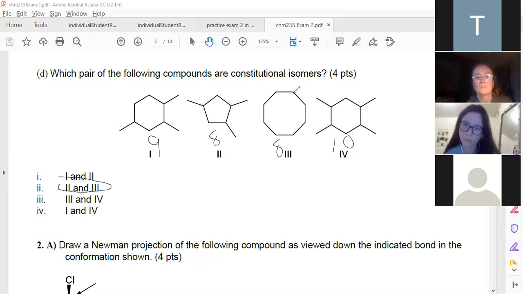And that's the easiest way to do it. Just count the number of carbons. If you end up with the same number, try it again and see if there's anything like that. But that's basically it. Okay.